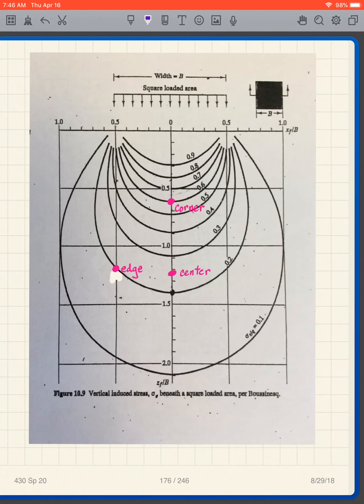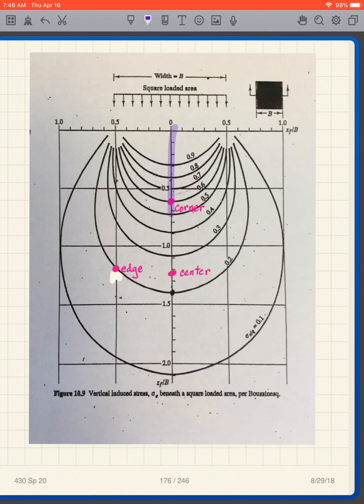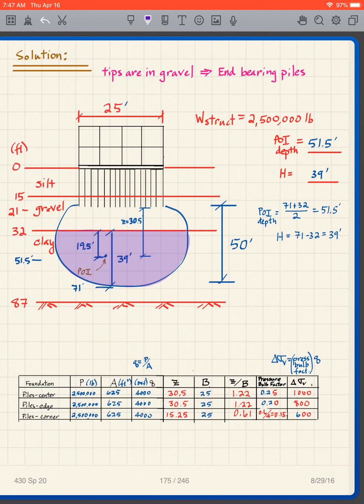Let's see. Okay. So, remember, this is the pattern you need to know: 1.22, 1.22 is 0.61. So we go 1.22, takes me there, 1.22 takes me there to the edge. The corner, we just go 0.61 there. So we get the 0.6 for the corner, and then we take that 0.6 and we divide it by 4. So we get our pressure bulb factors, and then our delta sigma V is simply the pressure bulb factor times the Q.